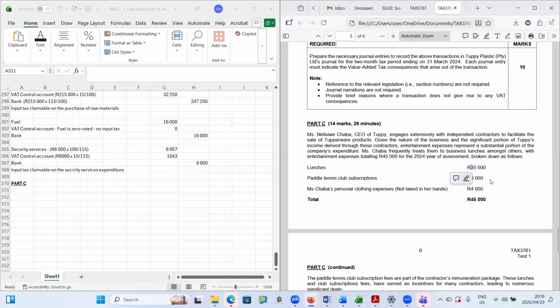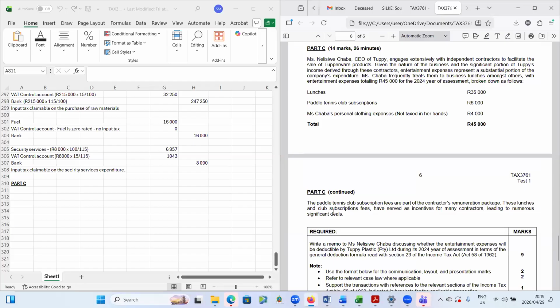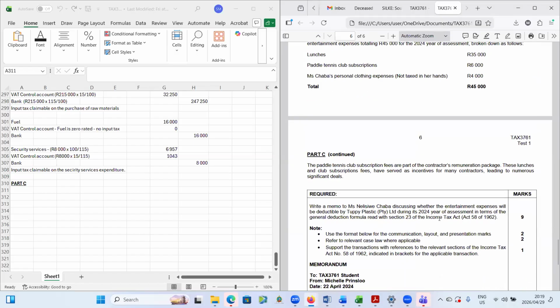35,000 rand, and then 6,000 for Wechaba's personal clothing. The padel tennis club subscription fees, part of the contractors' remuneration package, and so on. So write a memo discussing whether the entertainment expenses will be deductible by TAPI Plastic during the 2024 year of assessment in terms of the general deduction formula.